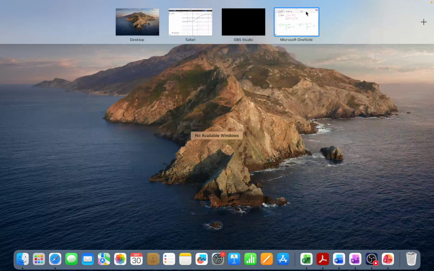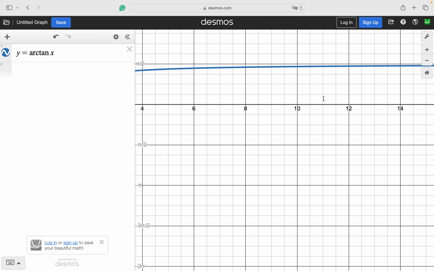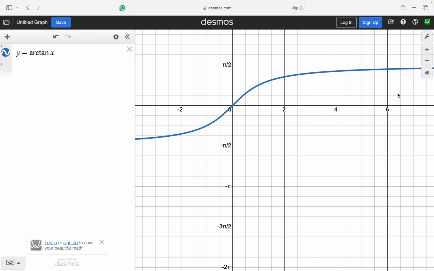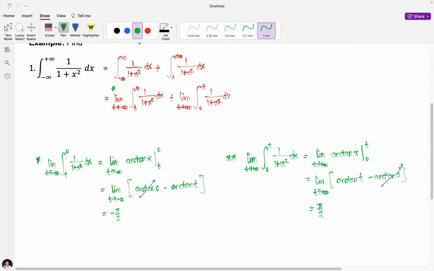Para makita, let's go back to our graph earlier. As your domain approaches positive infinity, look at the graph, it will approach positive pi over 2. So from that, we now have the values of the limits. Substituting, the first limit as t approaches negative infinity is negative pi over 2, plus the second limit, positive pi over 2. Therefore, the integral is equal to 0, and the integral is convergent.